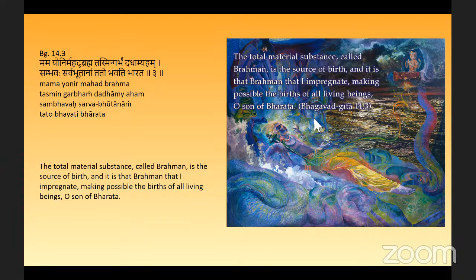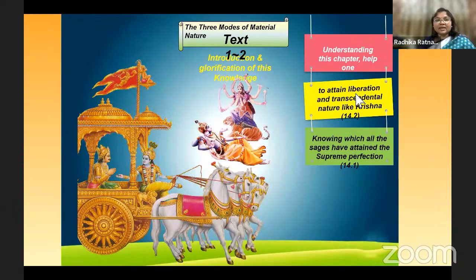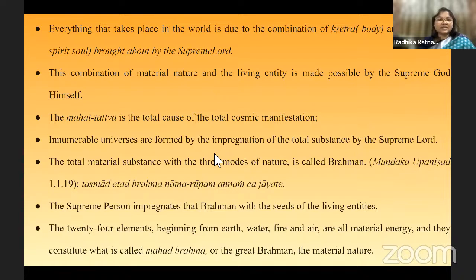From the navel you can see Brahma arising, and he is the one who creates all the material bodies, the hardware, I can say. He creates all the living entities, the living species. Three modes of material nature: introduction and glorification of knowledge. Understanding this chapter helps one attain liberation and transcendental nature like Krishna, knowing which sages have attained the supreme perfection. How they have attained it, we will see.